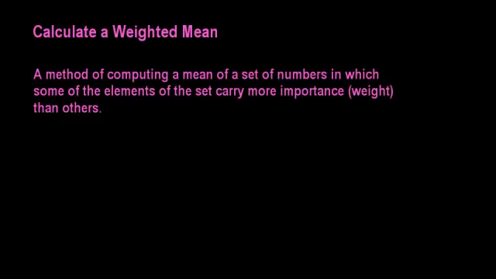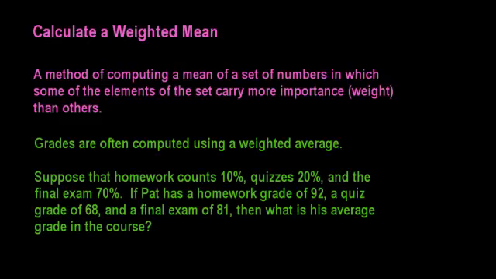A special type of mean is called a weighted mean. A weighted mean is just a method of computing a mean of a set of numbers in which some of the elements of the set carry more importance or more weight than others. So when you're calculating, for example, grades, grades are often computed using a weighted average or a weighted mean, because often there are different elements in the set, such as homework, quizzes, tests, or a final exam, that carry different varying degrees of importance or weight.